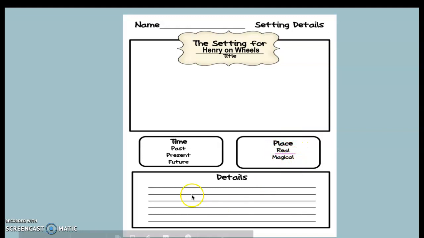And could it be magical? And then we're going to come up with some details from the story that help us know where Henry is. Okay? So let's just think about the setting. Remember, setting is where and when the story happens. It could be a real place in a real time of day.